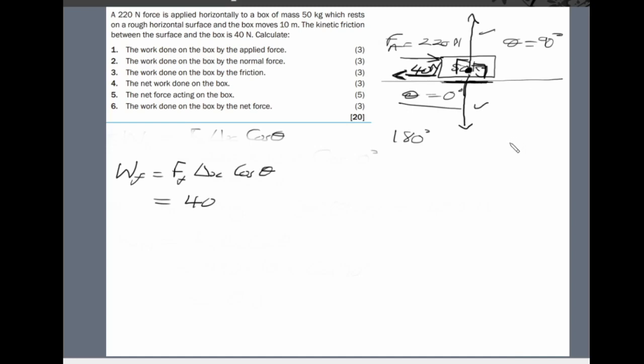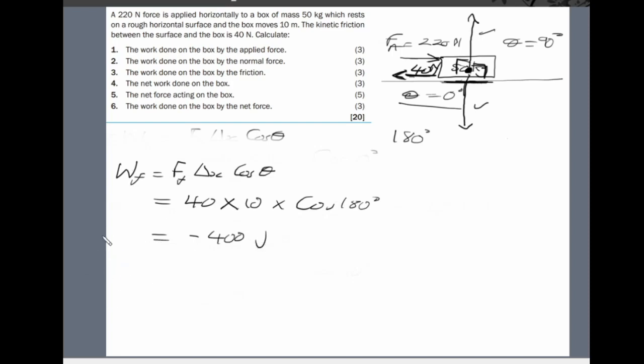Remember that displacement is a vector quantity, therefore it has direction. So now the frictional force is acting in the opposite direction to the displacement of the object. So the angle between this force and the displacement will be 180. So we have our frictional force 40, our displacement is still 10, and then our theta will be 180. So this will be minus 400 joules.